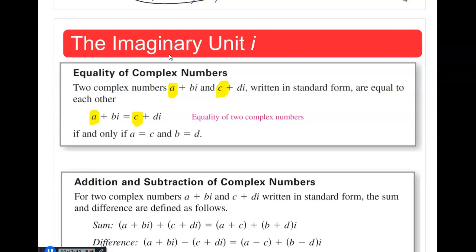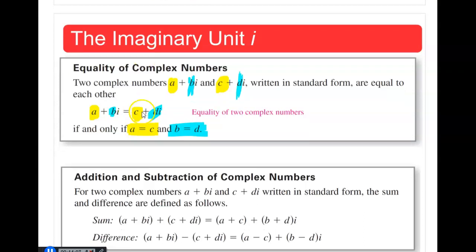That means this can only happen if the real parts are equal, but also the imaginary parts. In this case, we're using the letters B and D. So the real parts must be equal, the imaginary parts must be equal, and that is the only way we could guarantee there's equality between the two numbers.